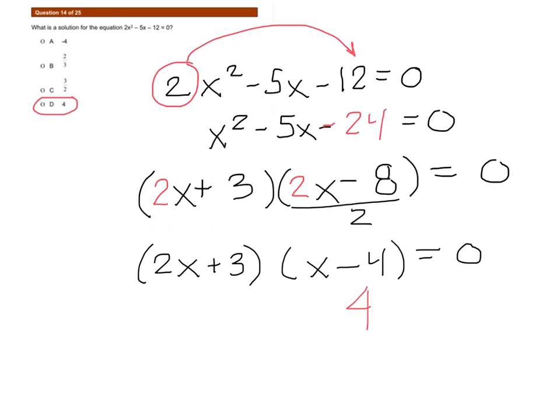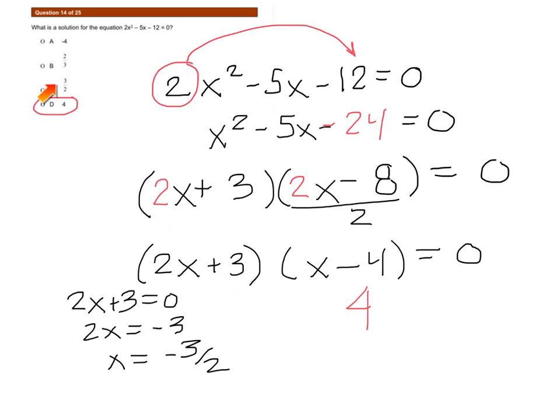To take this a step further, what could we substitute into the first one to get 0? And we could do a little math. Okay, well 2x plus 3 equals 0, and I would subtract 3 from both sides, so I would get a negative 3, and I would divide by 2, and I would get negative 3 over 2, which is not an option. They give you positive 3 over 2, but that's incorrect. So the answer is D.